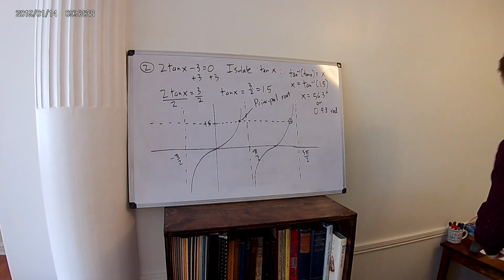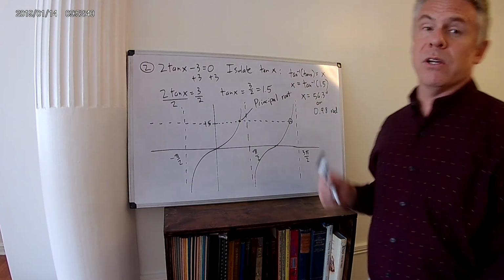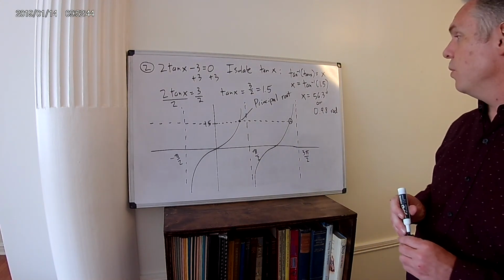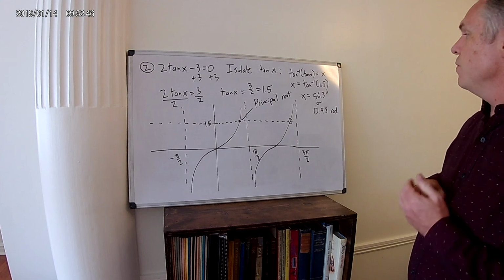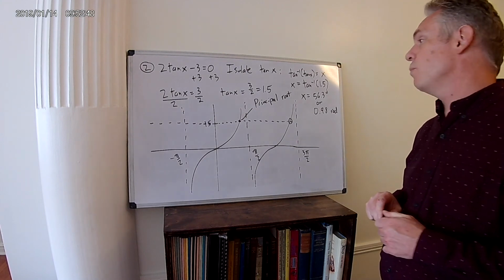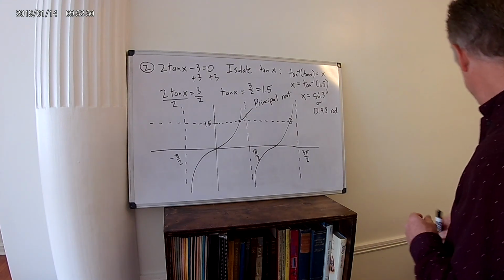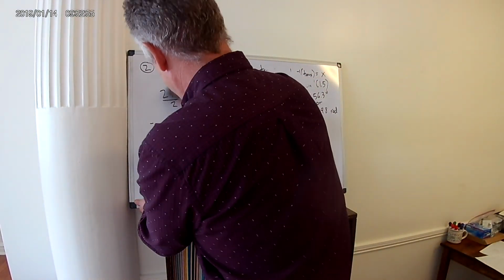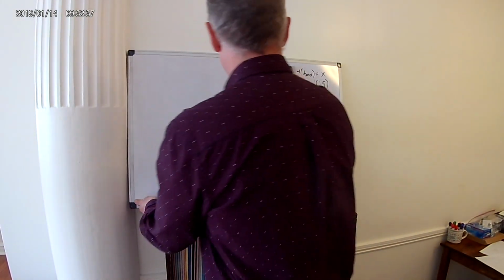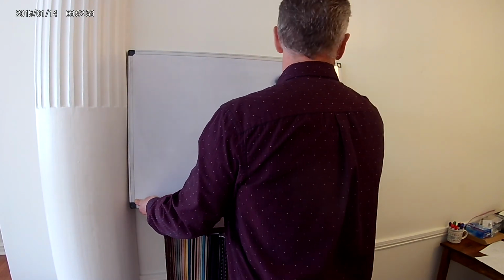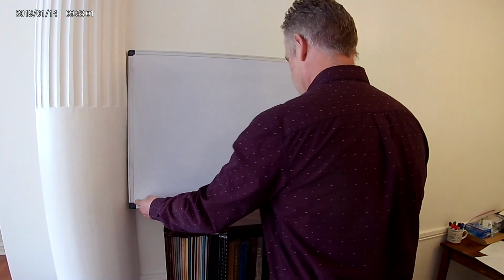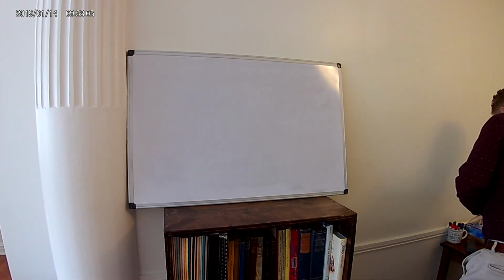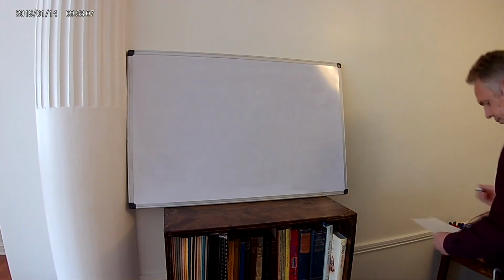So this is the answer. This is the principal solution to this trigonometric equation. 0.98 radians or 56.3 degrees. In other words, tangent of 56.3 degrees equals 1.5. Okay, let's consider a couple other examples of solving trigonometric equations. The board's getting a little wobbly. Okay, let's consider a third example.